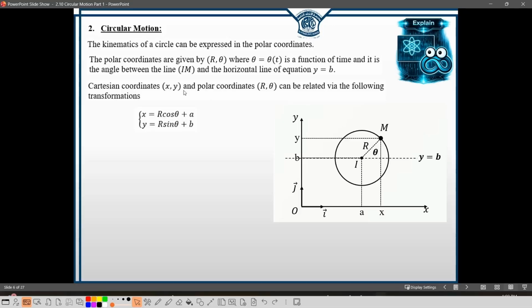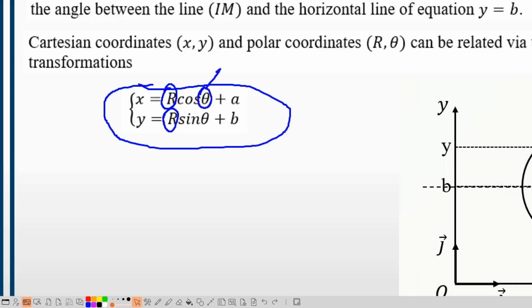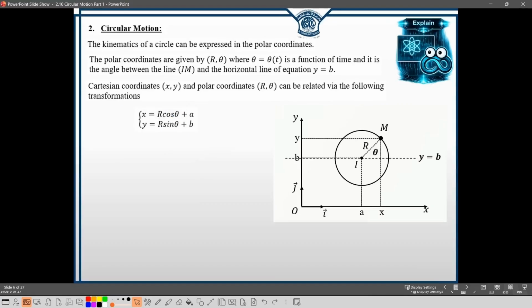Now, the Cartesian coordinate system and the polar coordinate system can be related to each other via the following transformation. This set of equations is the transformation between x, y and r, theta, a, b. To find the x coordinate of the object, we write r cosine theta plus a, and to find the y coordinate, we write r sine theta plus b. Let me remind you that r is the radius, theta is the angle between the horizontal line associated with b and the location of the object, a is the x coordinate of the center of the circle, and b is the y coordinate of the center of the circle.